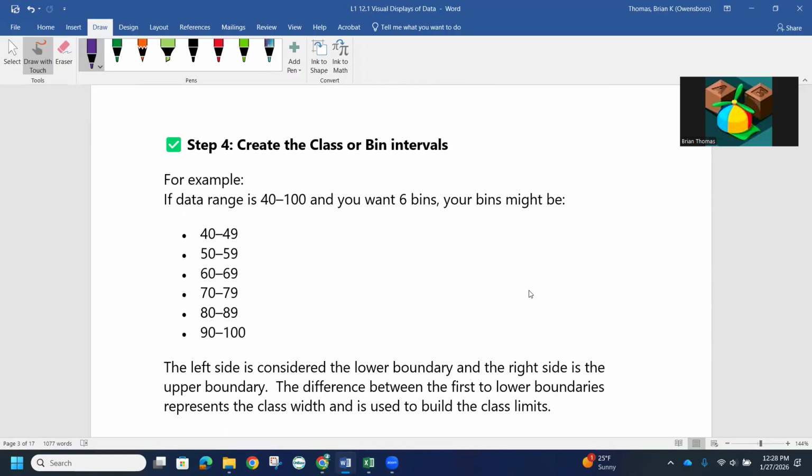So notice how here we have one, two, three, four, five, six classes. So this would be six bins, if you will. And one of the things we would do is count the frequency in these bins.